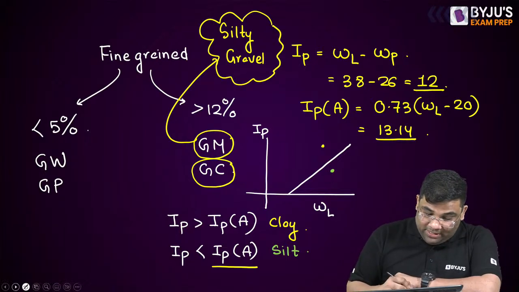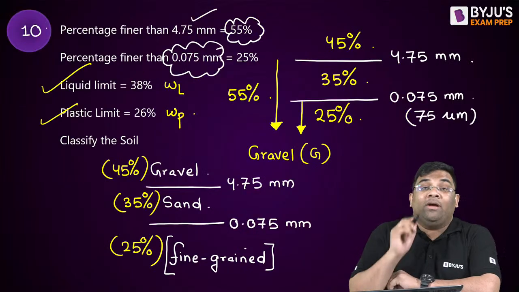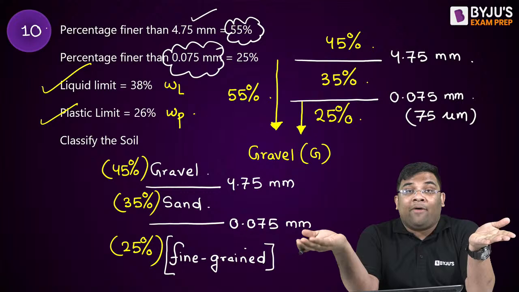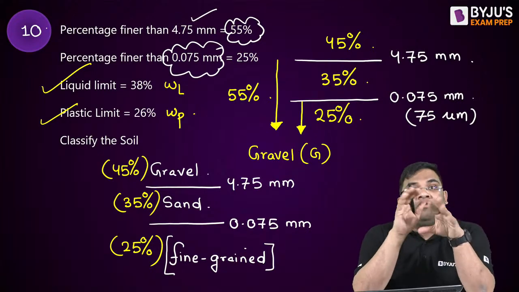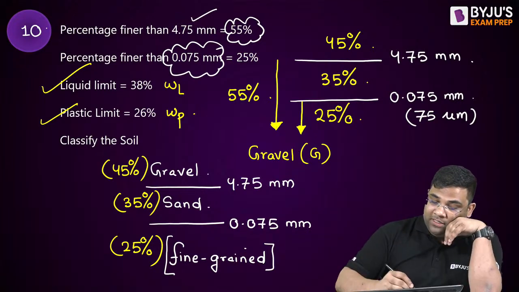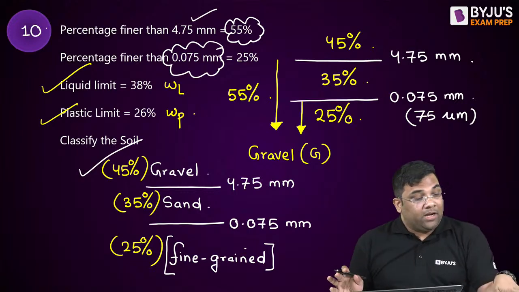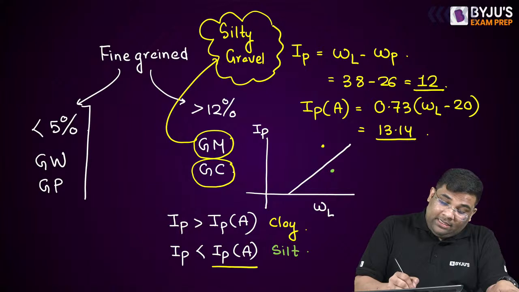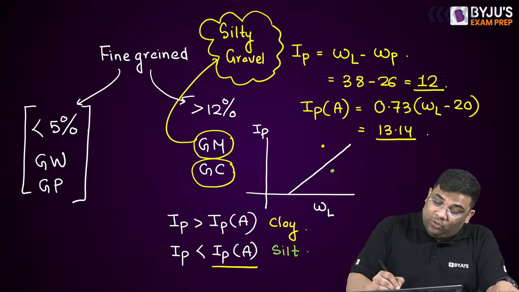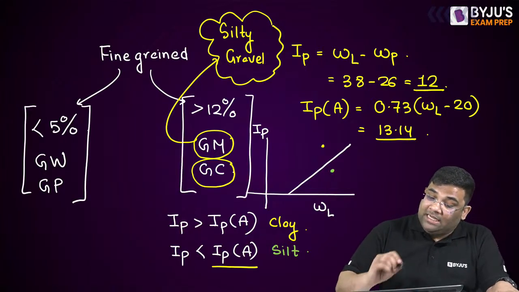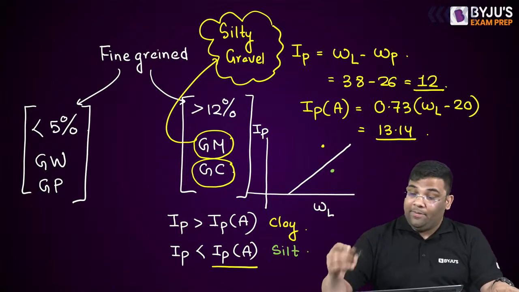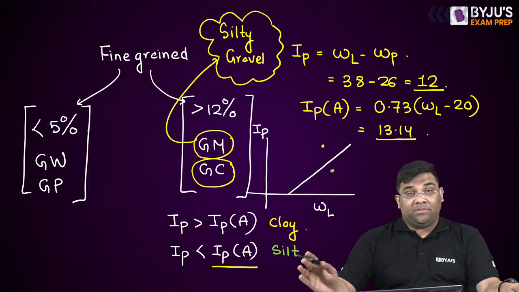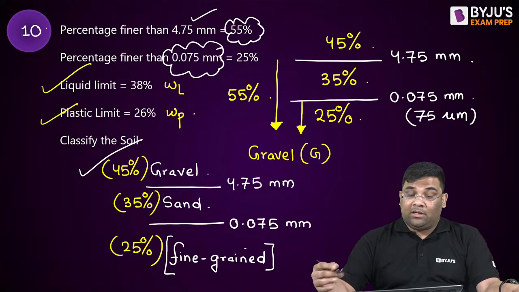So whenever you are classifying the soil, first you classify it into what? Whether it is fine grained or gravel or sand. You do that first. Okay? So first we understood it is gravel. Once we understood it is gravel, we saw the fine percentage. It is not less than 5%, it is more than 12%. Then we judge whether it is silty or clay by comparing IP and IP of A. But this is not everything about soil classification, this is one of the questions. Many other things are also there.